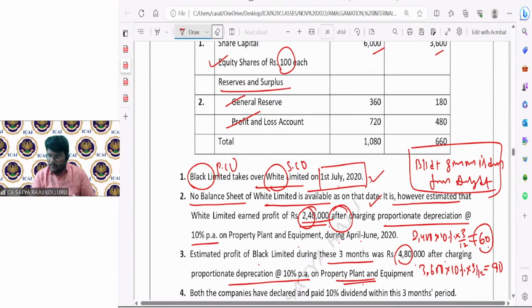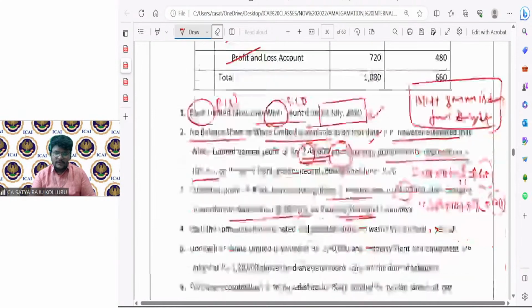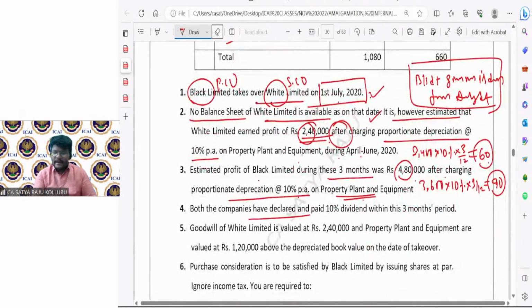So here I got the depreciation 90. So depreciation on PPE in White is 60, in Black is 90. Both the companies have declared and paid 10% as dividend within this 3 months period. Declaration of dividend and payment of the dividend was also done.